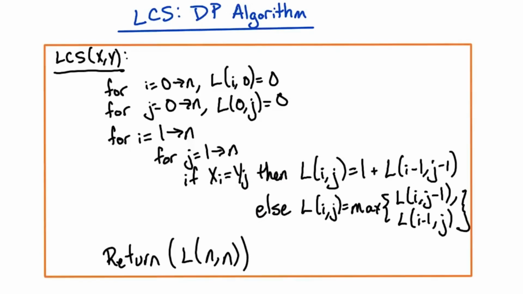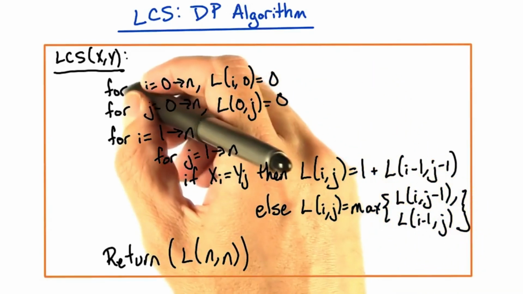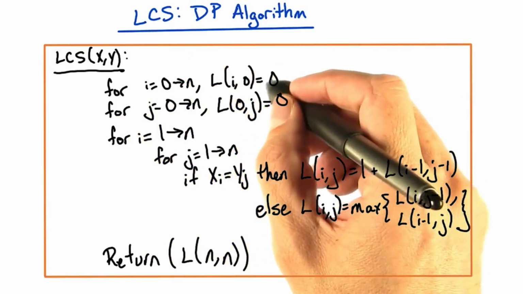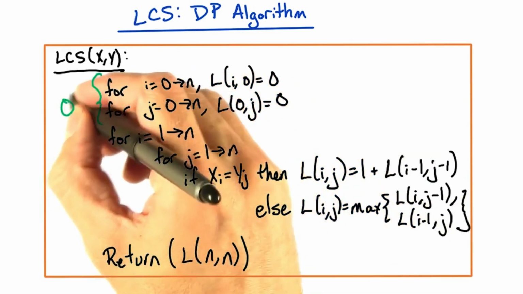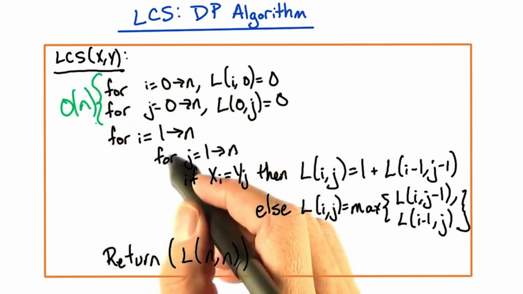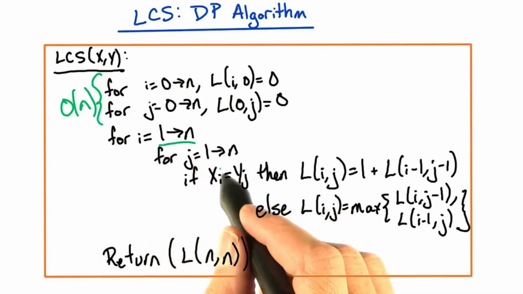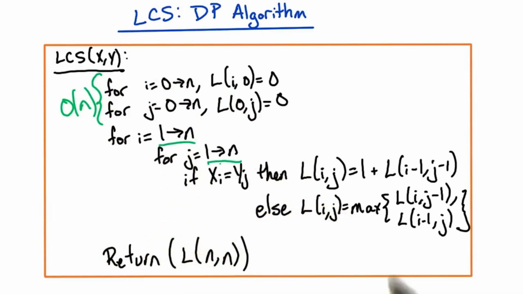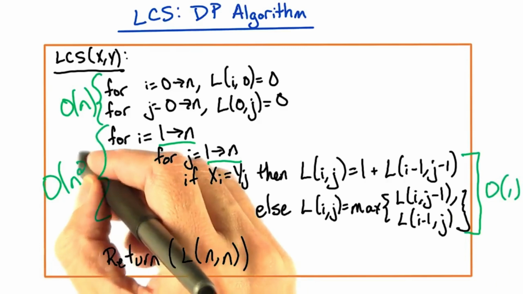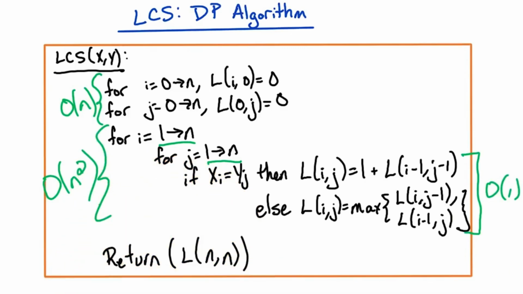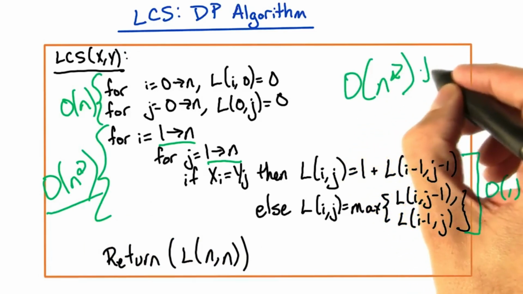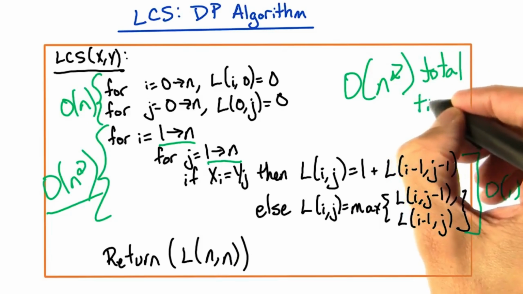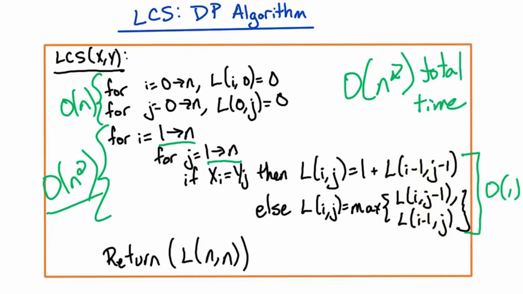Finally, let's take a look at the running time of our algorithm. The two base cases are each order 1 per step, and then they're an order n sized for loop. Therefore, they take order n total time. Then we have a for loop of size order n, and a nested for loop of size order n. And inside, it takes order 1 time. So the total time is order n squared for these nested for loops. And the total runtime of our algorithm is dominated by the order n squared. So we get order n squared total time. This completes the dynamic programming algorithm for the longest common subsequence problem.